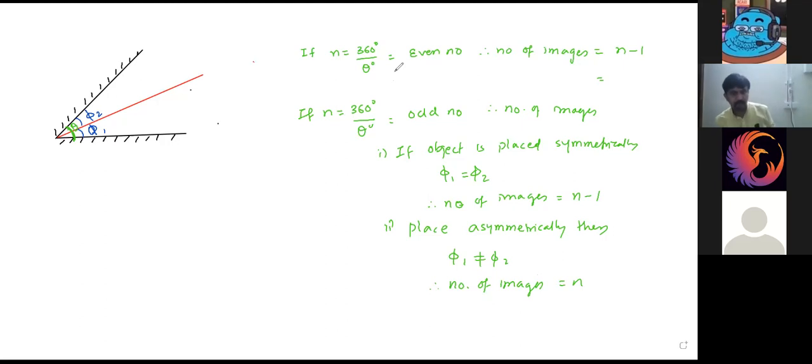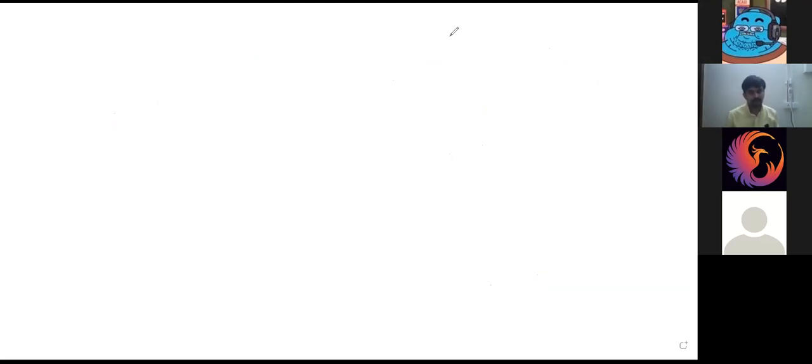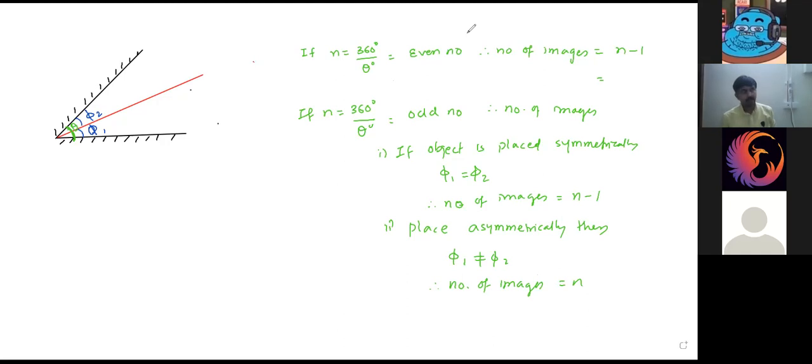Then you have the next part, just take a screenshot of this. In the next part, what we have is different cases in the case of convex and in the case of concave. There are 7 total cases in the case of concave mirror, and 1 case in convex mirror.